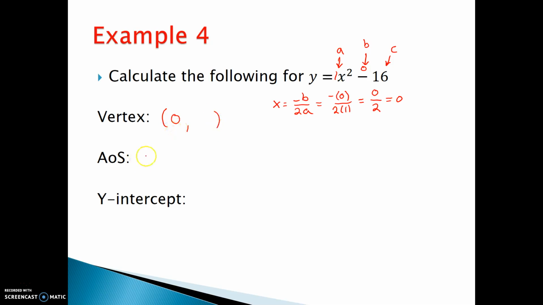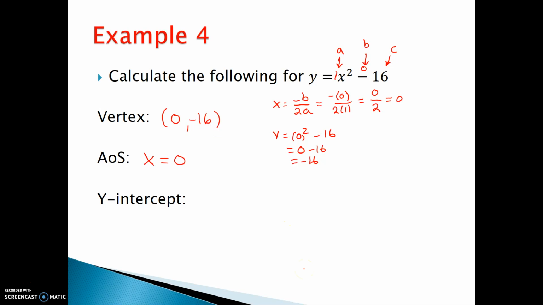So again, the way we get that, let me find my axis of symmetry. That's just going to be x equals 0. All right, let's plug that back in. Y equals 0 squared, minus 16. Well, 0 squared is simply 0. 0 minus 16 is going to give us negative 16. My vertex is sitting at 0, comma, negative 16.